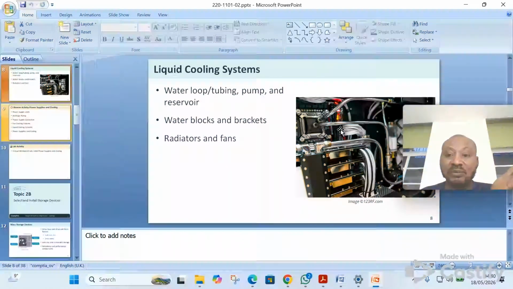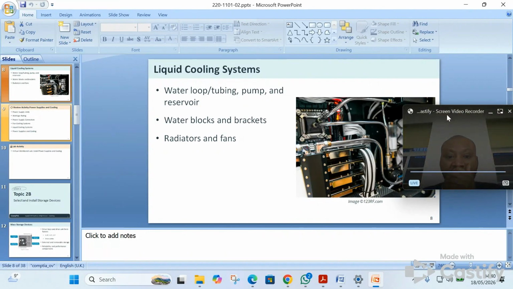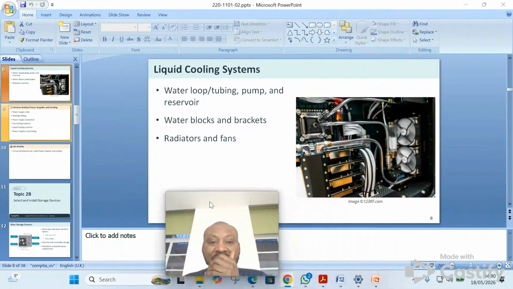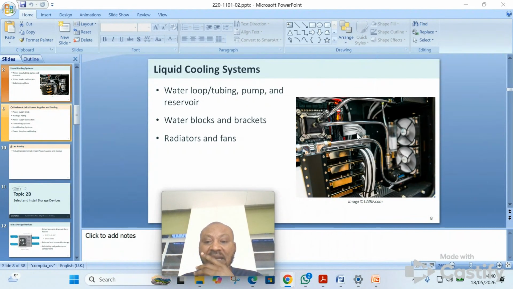So you can have some internal systems like this, or internal system like this. So the motherboard has this kind of position. Those are industrial systems whereby you have all these water loops, tubes, and a pump that goes to the processor to cool the system and prevent it from getting hot.